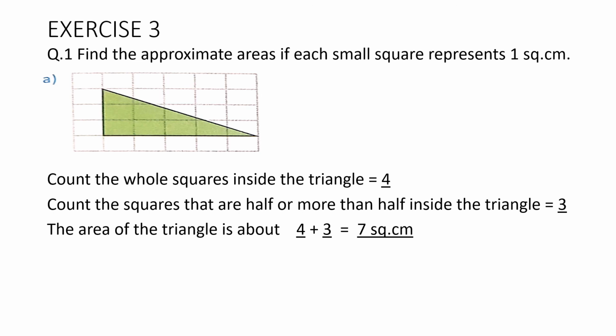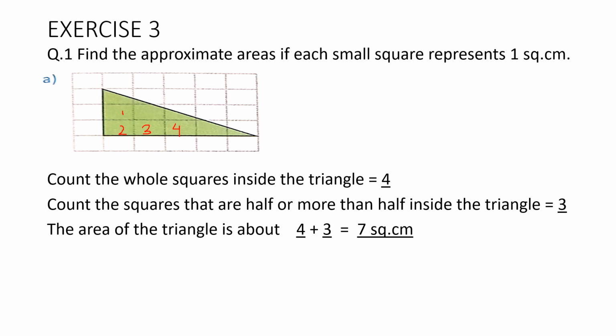Exercise 3. Find the approximate areas if each small square represents 1 square centimeter. If we need to find the area of irregular shapes, then we need to count the whole squares inside the triangle, and we need to count the squares that are half or more than half inside the triangle. As we can see, 1, 2, 3 and 4. They are the whole squares in the triangle, and then we need to count which are equal to half or more than half.